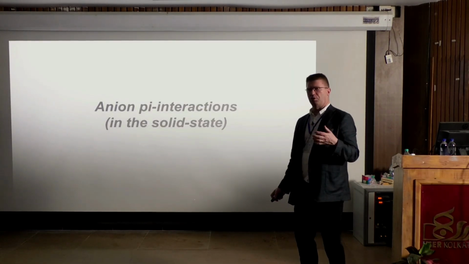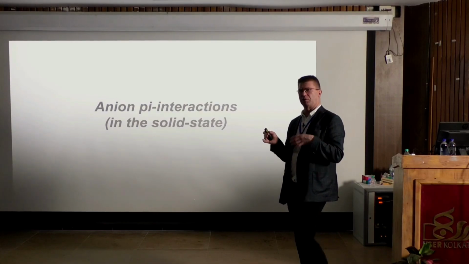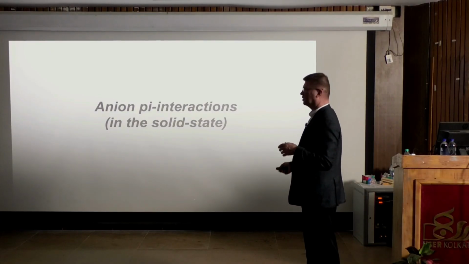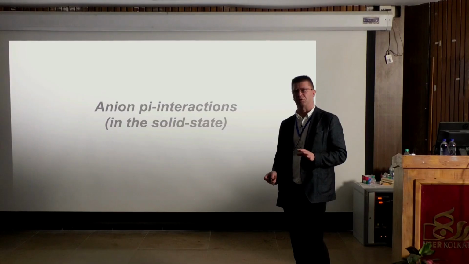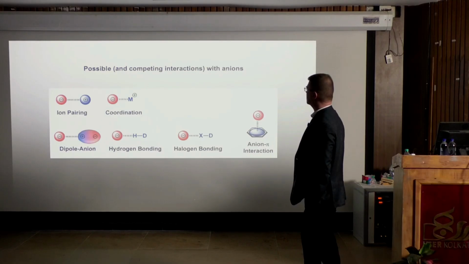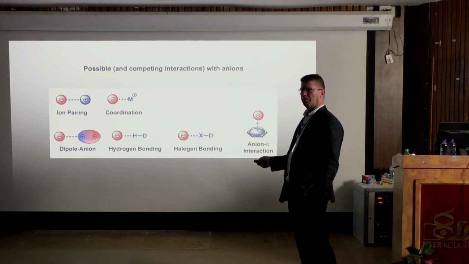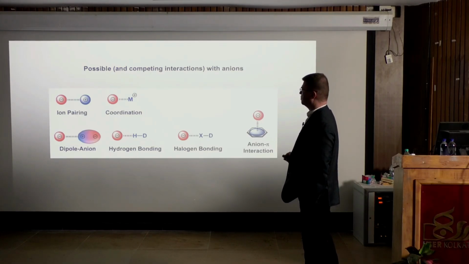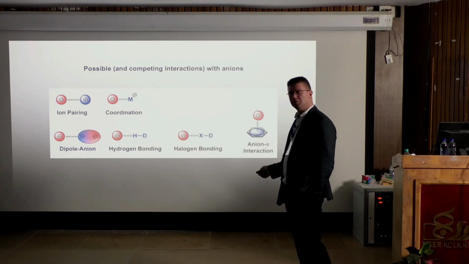Then what you can do with this is look at interactions. And one we discussed already yesterday is anion-pi interaction, in the solid state. Anion-pi interaction is a bit controversial. The idea is the possible competing interactions with the anion. So ion pairing, because when we have an anion, there has to be a cation. And we have coordination, where the anion coordinates to a metal. We can have dipole-anion interactions, of course, because if we have an anion here and a dipole here, it's a positive charge interaction. Or we can have hydrogen bonding, of course.